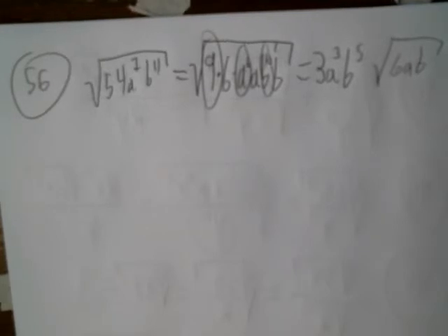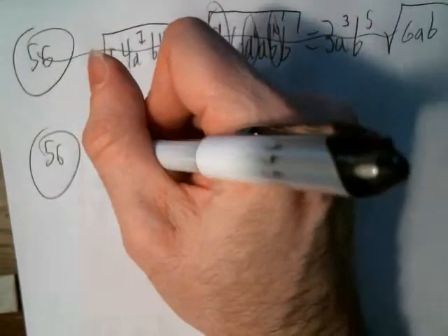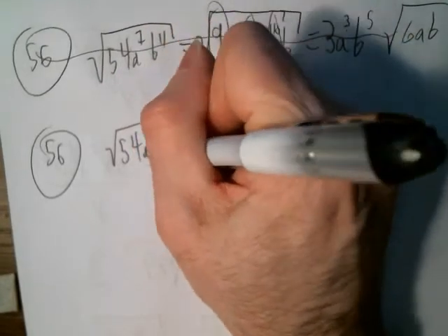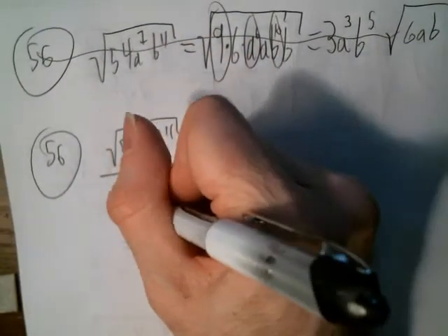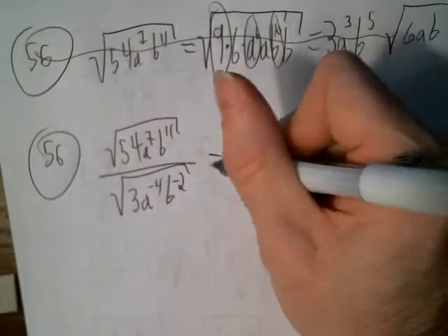I guess I forgot to put the denominator in there. Sorry, so that wasn't 56. That was part of 56, apparently. 56 is the square root of 54a to the 7th, b to the 11th, all over the square root of 3a to the negative 4th, b to the negative 2.